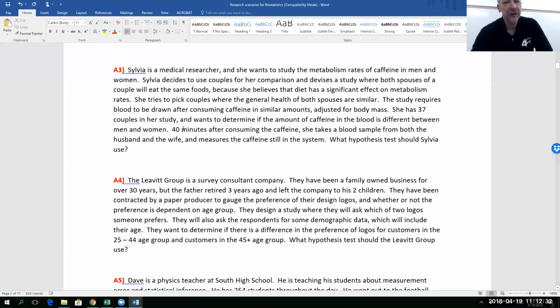Sylvia is a medical researcher. She wants to study the metabolism rates of caffeine in both men and women. She decides to use couples for comparisons and decides to study whether both spouses will eat the same foods. She picks couples with similar general health. The study requires blood to be drawn after consuming similar amounts adjusted for body mass. She has 37 couples in her study and wants to determine if the amount of caffeine is different between the men and the women. Oh, you know what? We can't do this one. Never mind.